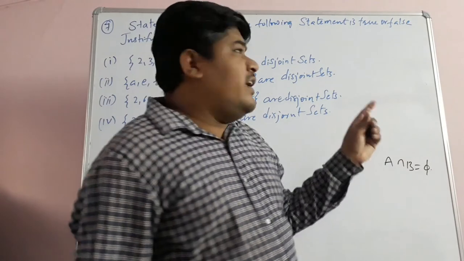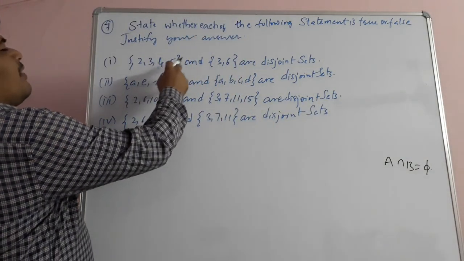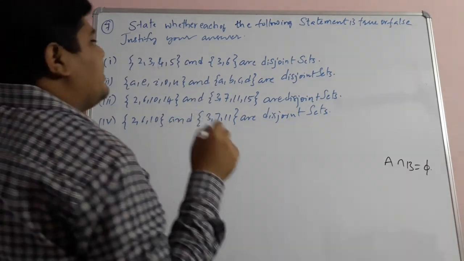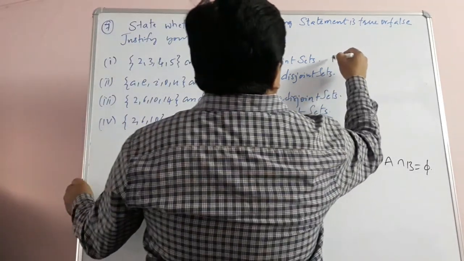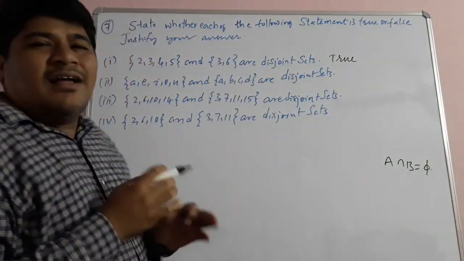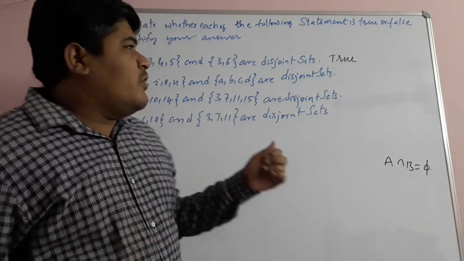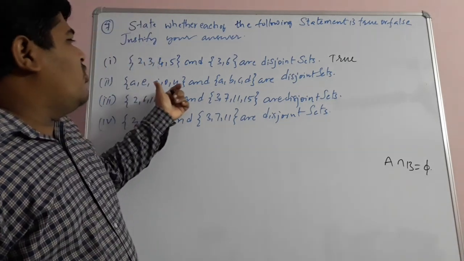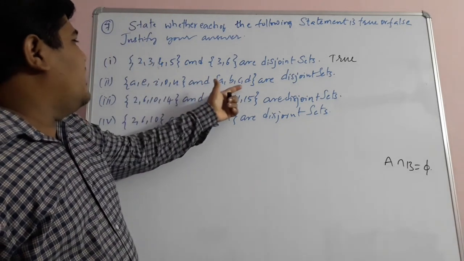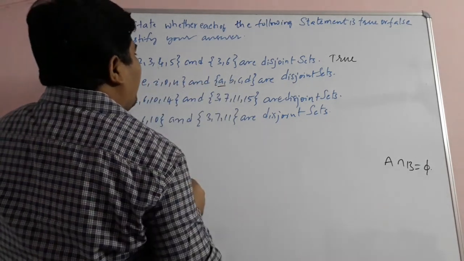Okay. So if you see first problem, 2, 3, 4, 5 and 3, 6 are disjoint sets. True, children. So how to justify it? These two sets are not having the common elements. This you are right. Okay, next. A, E, I, O, U and A, B, C, D. Common element is there, no? Common element is there, A.